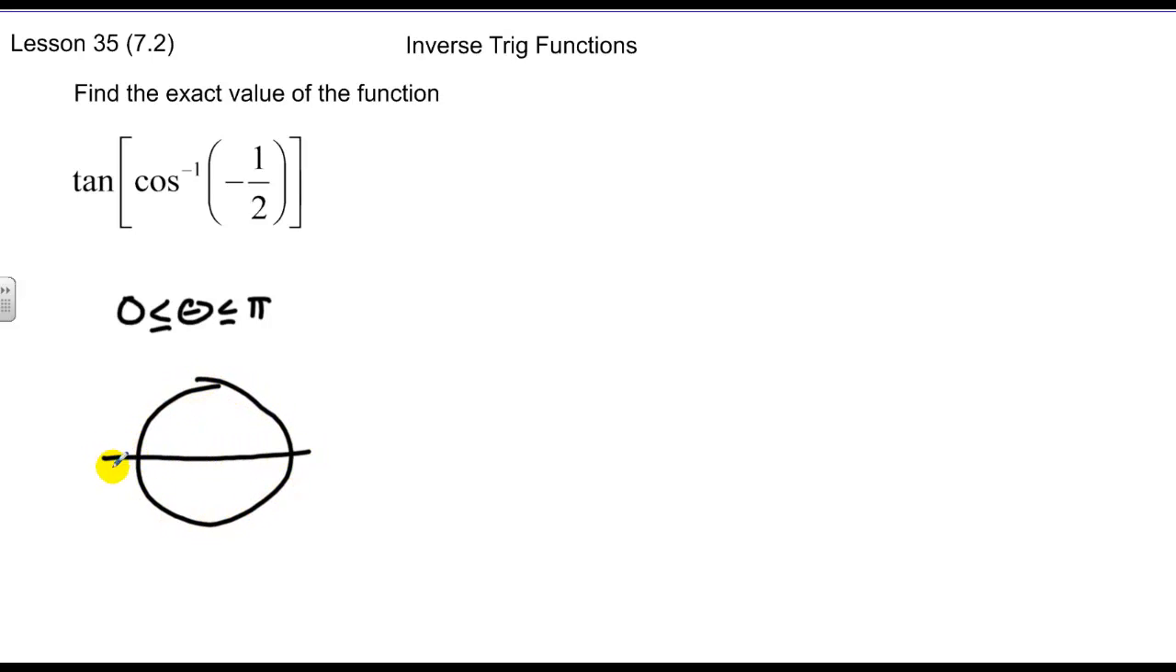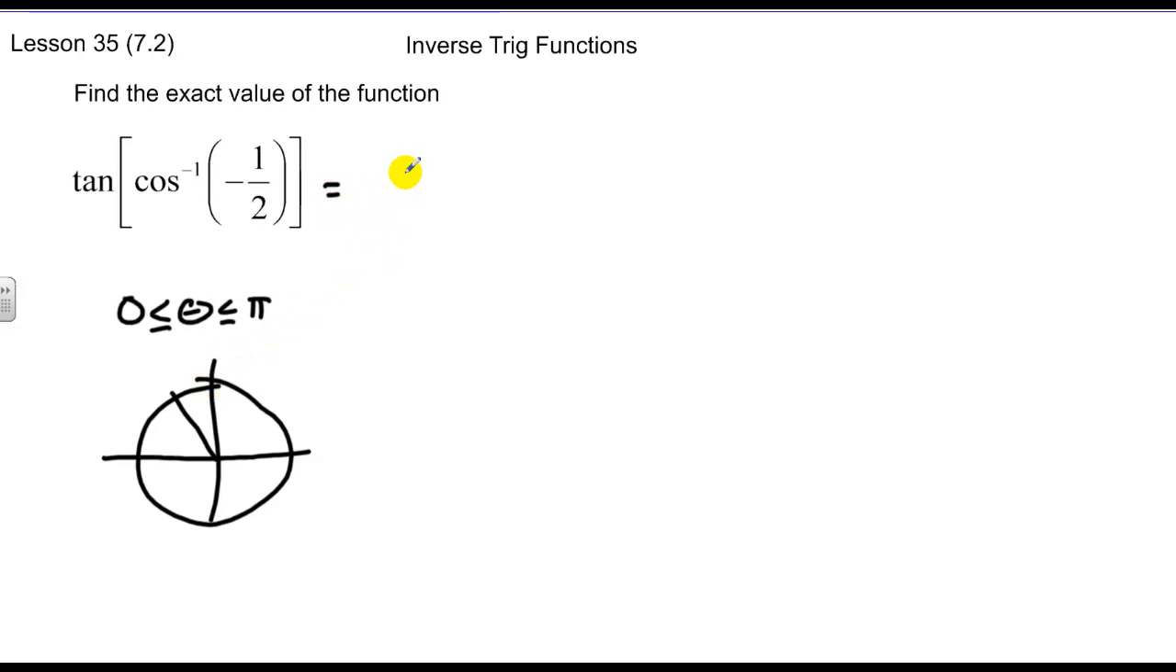Because we know that there are x values of -1/2 on the unit circle, I wouldn't give you a calculator for this. So in this case, where is that x value, -1/2? I know that's somewhere in the second quadrant, and I know that's at 2 pi over 3.